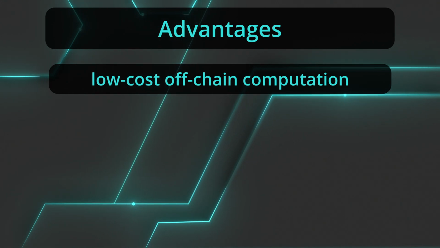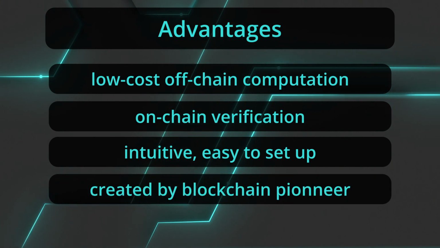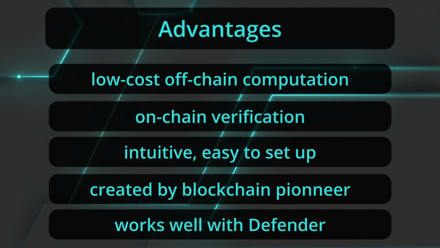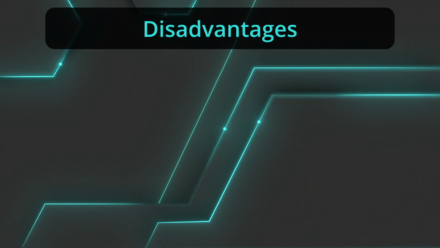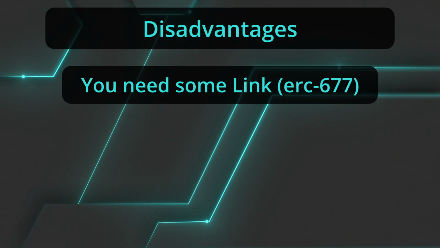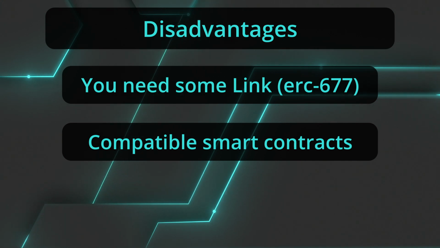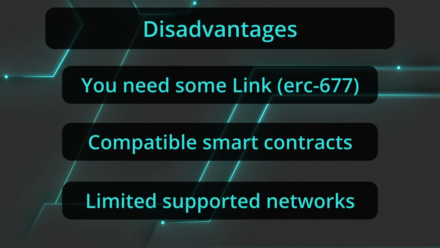Low-cost off-chain computation, on-chain verification. It's very intuitive, easy to set up, has been created and maintained by a pioneer of the blockchain space. It mixes very well with OpenZeppelin Defender, which we'll talk about next. Now for the cons of Keepers, you need the LINK token, the ERC-677, to pay the network. Your smart contract needs to be compatible, and Keepers supports fewer networks than Defender or Gelato.